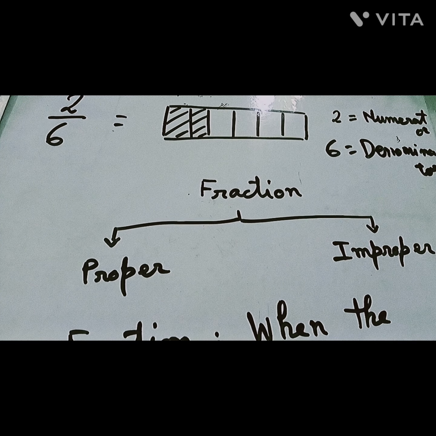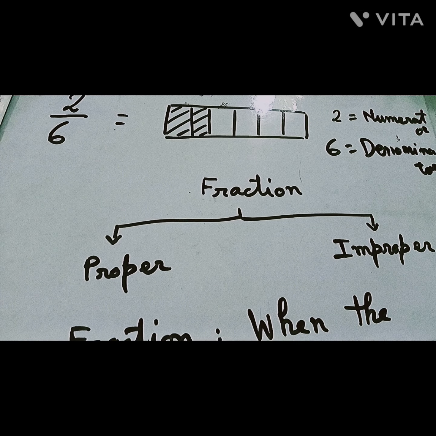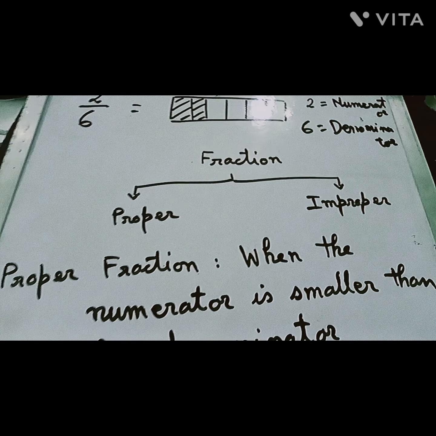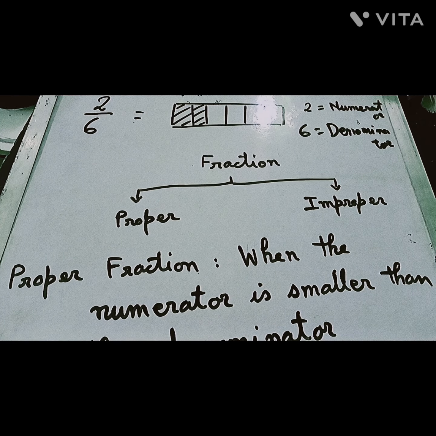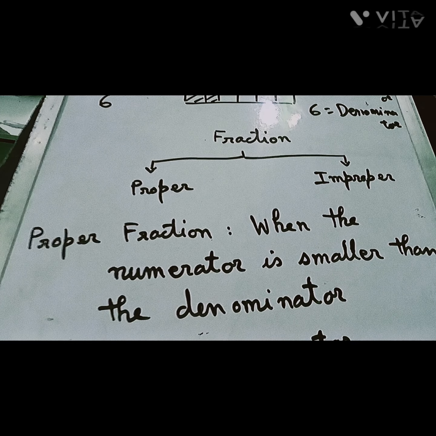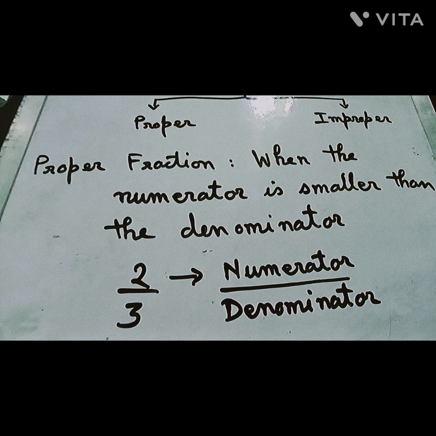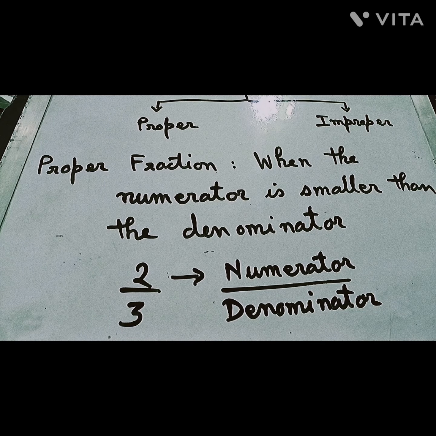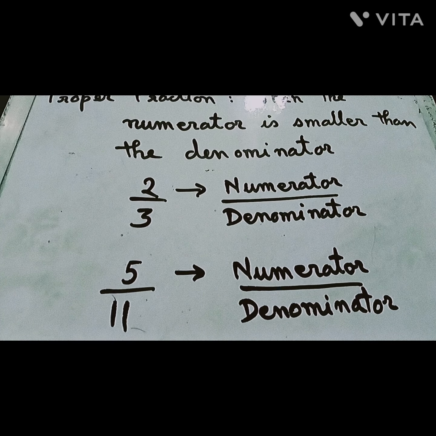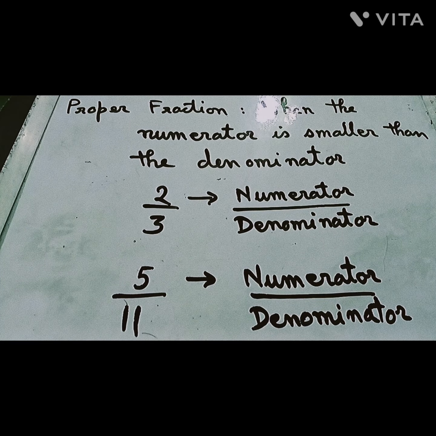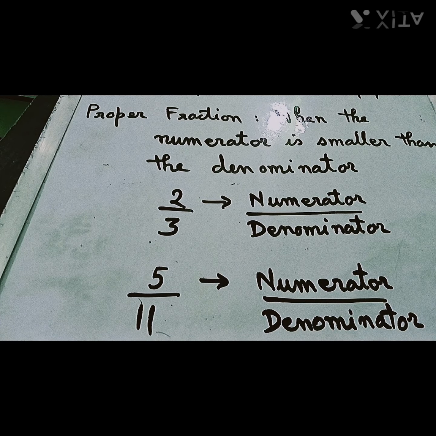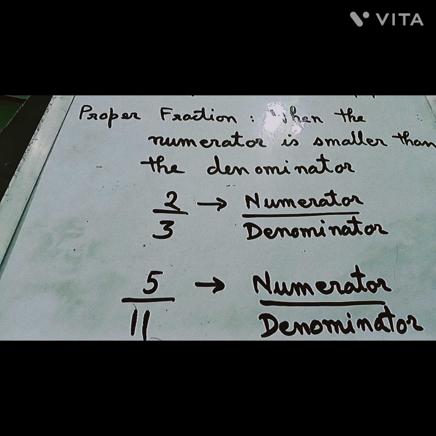Second very important thing is fraction is of 2 types, proper and improper. What is proper fraction? As per the definition, when the numerator is smaller than the denominator. So numerator क्या होता है? छोटा होता है denominator से. 2 by 3: numerator is smaller than the denominator. 2 is numerator, 3 is denominator. Second, 5 by 11: numerator 5 is smaller, denominator 11 is greater. All those fractions where the numerator is smaller than the denominator are called proper fractions.